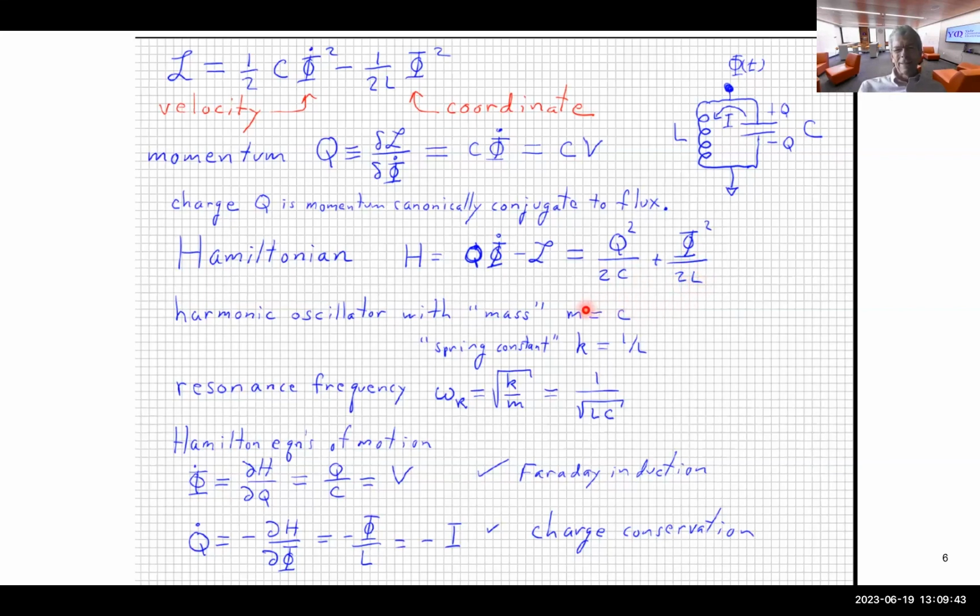So again, it looks like a classical oscillator with mass equal to the capacitance and spring constant equal to 1 over the inductance. And since we know the resonance frequency of a mechanical oscillator is square root of k over m, that gives us the usual electrical oscillator resonance formula, 1 over the square root of inductance times capacitance. And the classical Hamilton equations of motion just correspond to, so velocity is the derivative of the Hamiltonian with respect to momentum. That just gives Faraday induction.